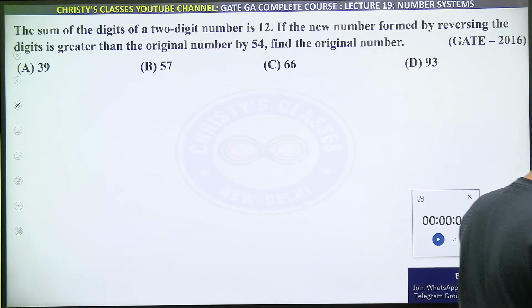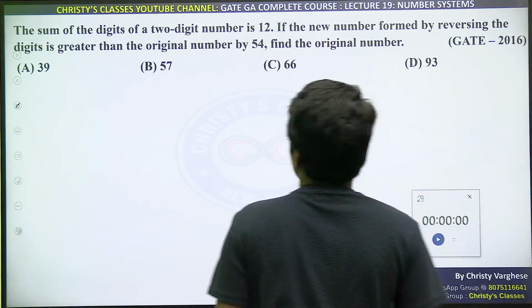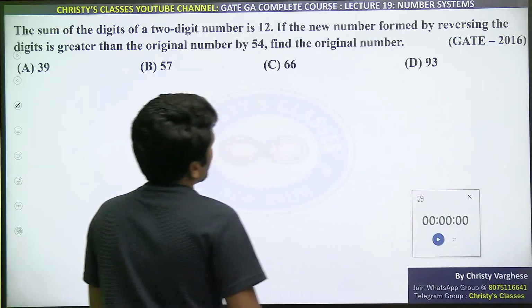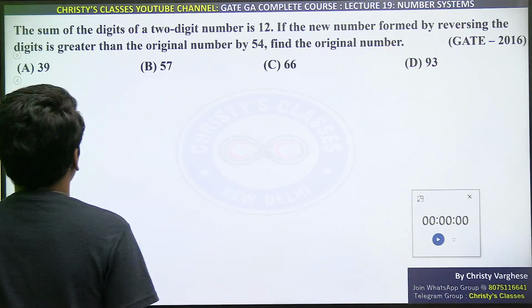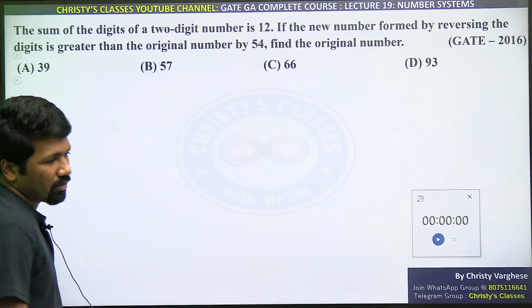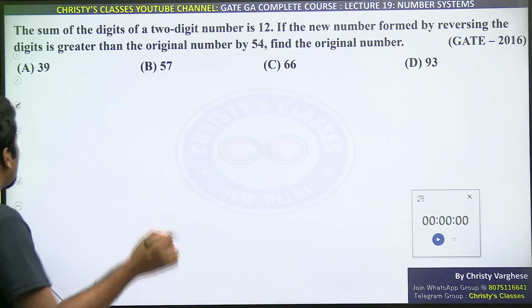Okay, so this question we will discuss is very similar to the previous question. Now, the sum of digits of a 2-digit number is 12. If the new number formed by reversing the digits is greater than the original number by 54. So, elimination is better now. We understood that in your question elimination will be better.